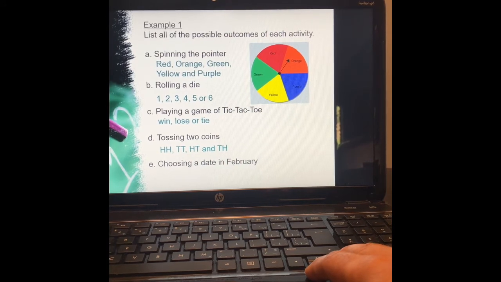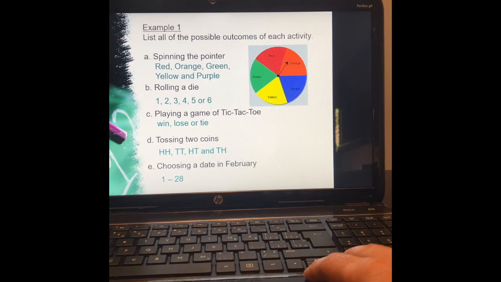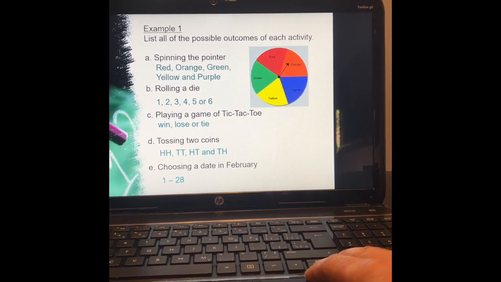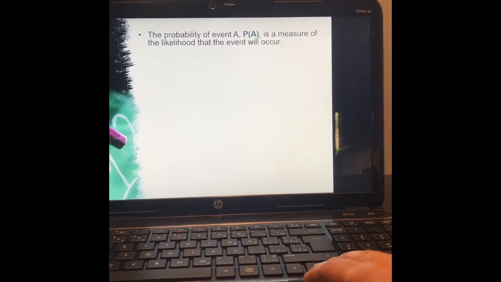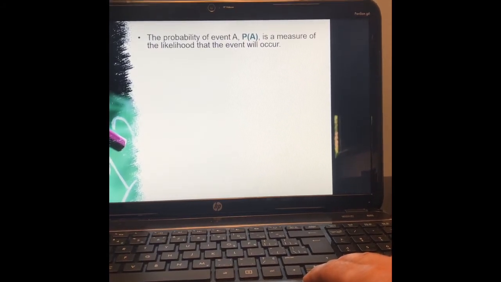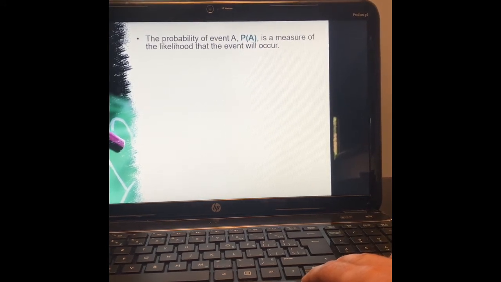Choosing a date in February. You've got 28 days in February. So there's your sample space. Probability of an event, P of A, is how many ways the event can happen divided by all possible events.